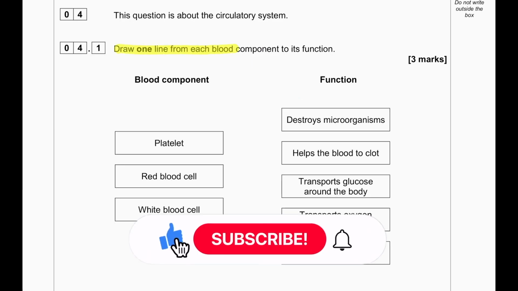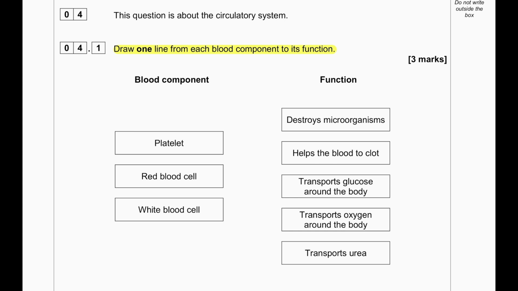Draw one line from each blood component to its function. For example, we have the platelet. What do the platelets do? We know that platelets are needed for the clotting of blood, so the option is helps the blood to clot. Now, the next one, red blood cell. Red blood cells are needed for the transport of oxygen around the body, so this will be that. Now, white blood cell. The white blood cell's main function is to kill microorganisms which are going to harm us. So, white blood cells destroy microorganisms. When it comes in contact, it will kill any microorganism.